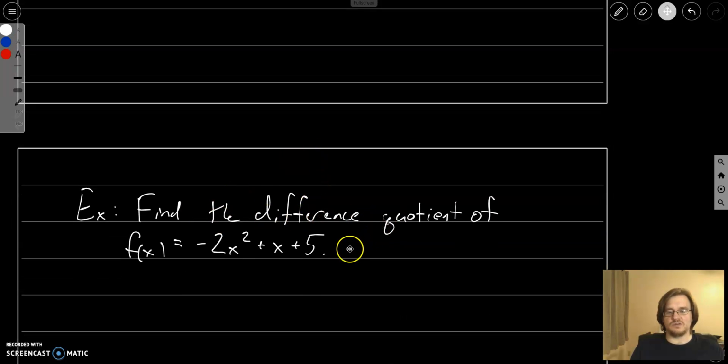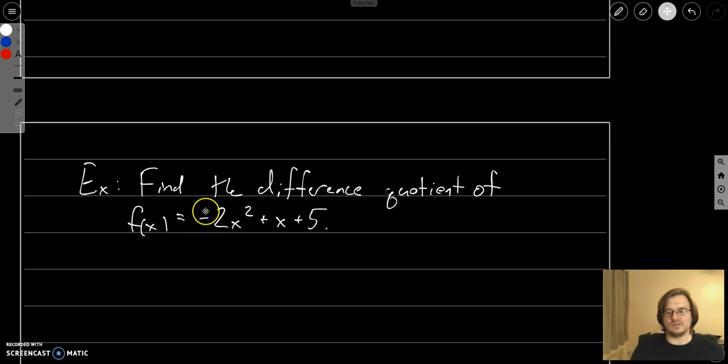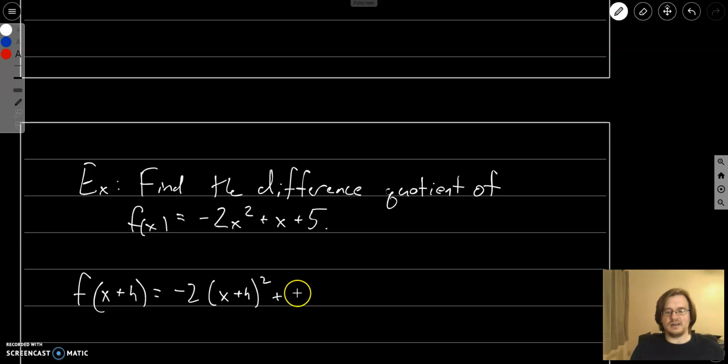So we're going to find the difference quotient of f of x equals negative 2 times x squared plus x plus 5. The first order of business is always to write down exactly what f of x plus h is. This would be negative 2 times the input squared. Now the input is going to be x plus h, squared, plus x, plus the input, which is x plus h, plus 5.